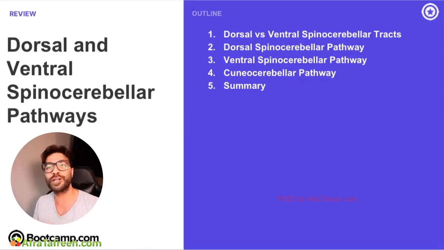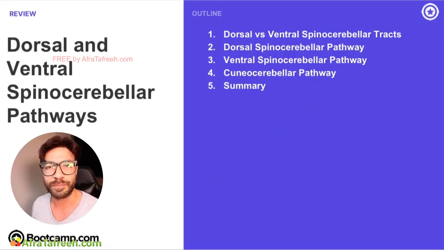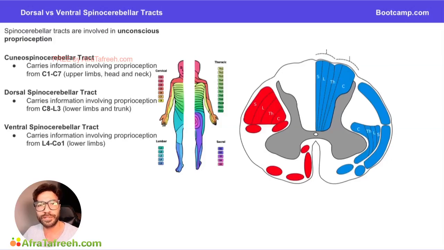In today's lesson, we're going to be taking a look at the spinocerebellar pathways, specifically the ventral and dorsal spinocerebellar pathways. We're also going to be taking a look at the cuneocerebellar pathway, which has a very similar function to these two other pathways. So if you want, you can pause and take a look at the outline, but let's just jump into it. Before we get into the details on how each pathway is structured, let's take a look at their functions and the levels or the dermatomes for where they're carrying sensory information from.